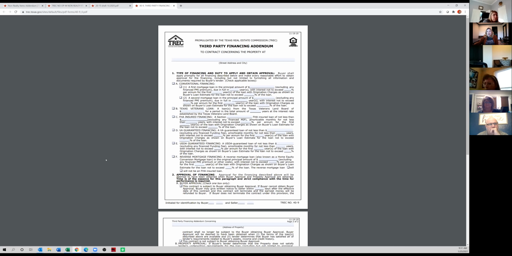Cool. Okay, so where I start to see agents break down in filling out this form is that they miss checking one of the boxes, A, B, C, D, E, F. They may fill out all the rest of it, but if you don't check which box they're going into, the form is not filled out correctly.